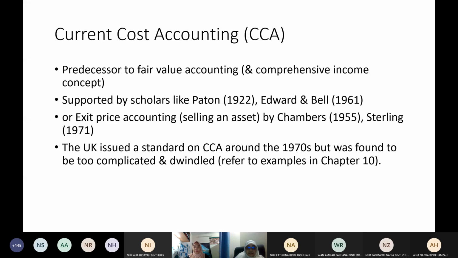In fact, in the UK, a current cost accounting standard was actually issued, if I recall correctly around the 1970s, but it was found to be too complicated. At first the standard was enforced, but because there were too many criticisms, it finally dwindled and became quiet, with no enforcement. The idea of current cost accounting never took off. If you want to know why it is so complicated, there are examples and calculations in chapter 10.